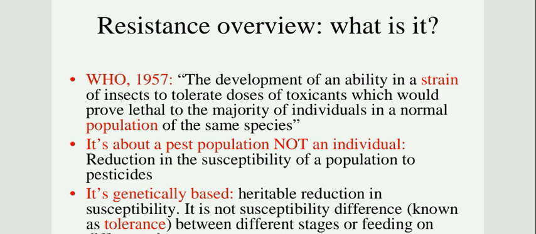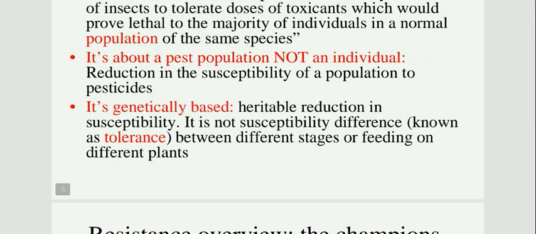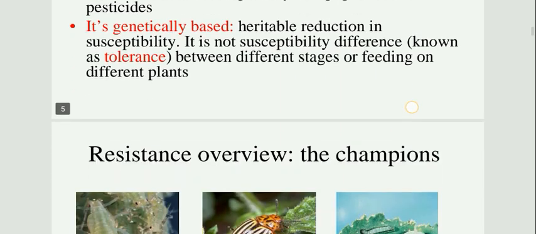It's about a pest population, not an individual. Reduction in the susceptibility of a population to pesticides. It is genetically based, a heritable reduction in susceptibility. It is not the susceptibility difference known as tolerance between different stages or feeding on different plants.